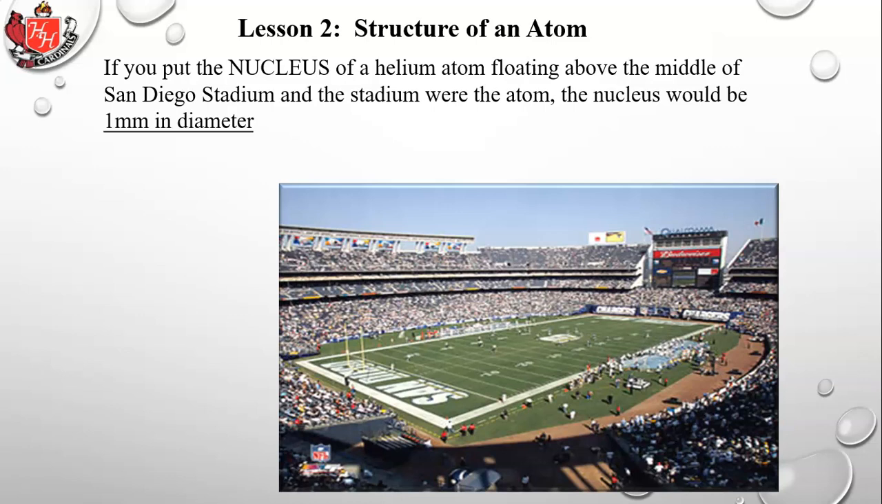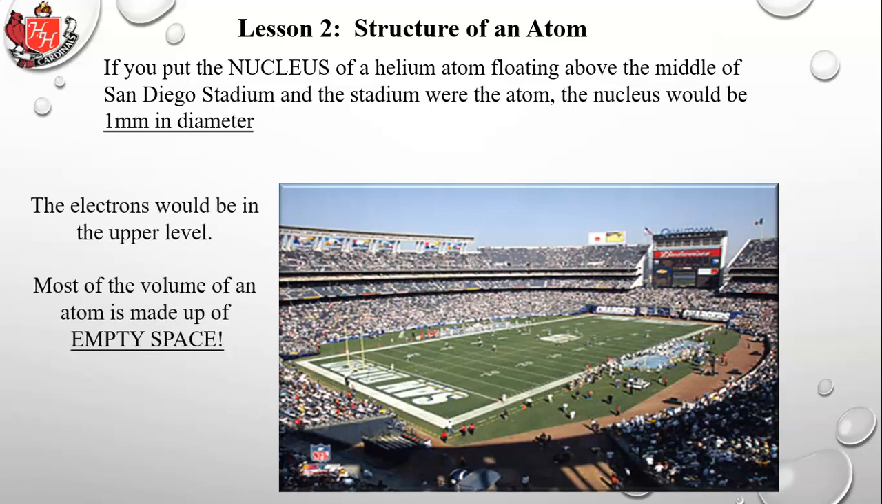So if you put the nucleus of a helium atom floating above the middle of what used to be San Diego Stadium, and the stadium were the atom, the nucleus would be about 1 millimeter in diameter. The electrons would be in the upper level, and most of the volume of an atom is empty space. So if that's the nucleus right there, represented by the 2 neutrons and 2 protons, it wouldn't even be visible from where you are in the stands. It would be 1 millimeter, so tiny you wouldn't even be able to see it from where you're viewing that.